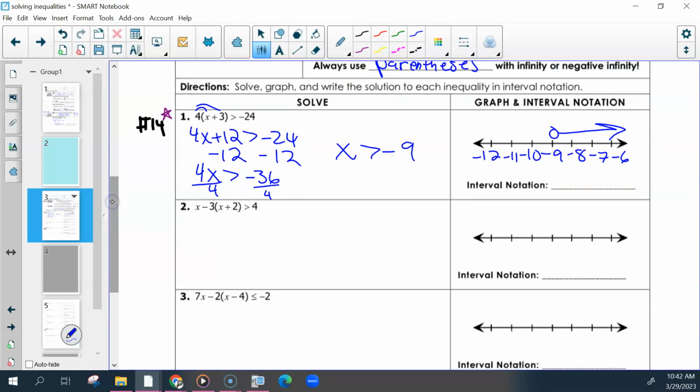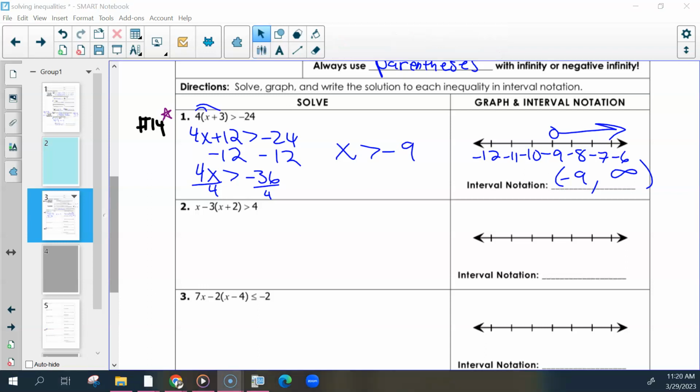So for the interval notation, we're looking at left to right. Where does this start? -9 is open, so we're going to use a parenthesis. Where would this end if it kept going to the right? Infinity. And you would draw a parenthesis. So that's how we would write our interval notation. We'll do another one when we get back from lunch. Do we have any questions on one before we go to the next one?